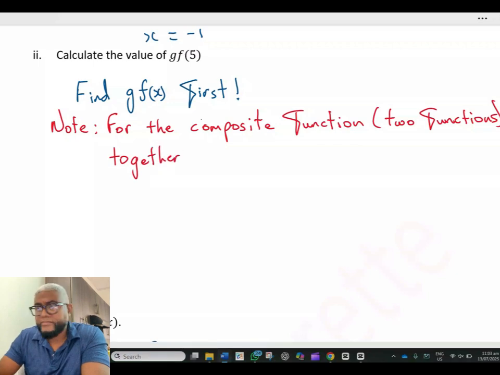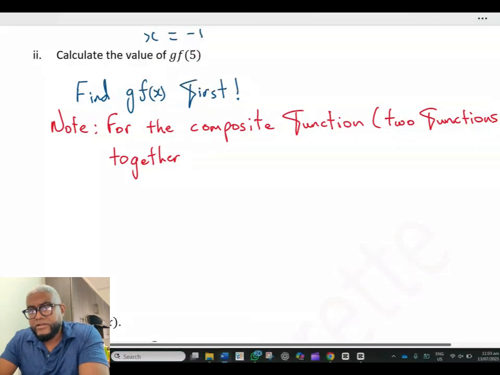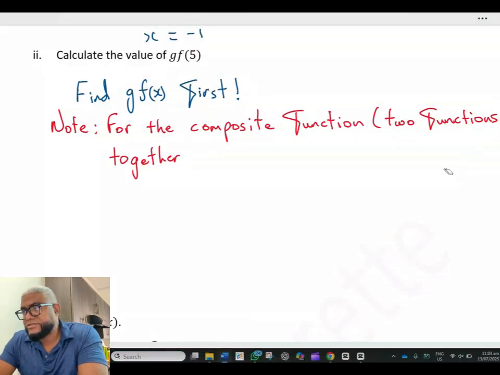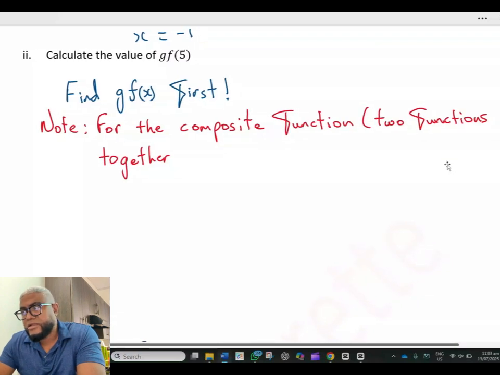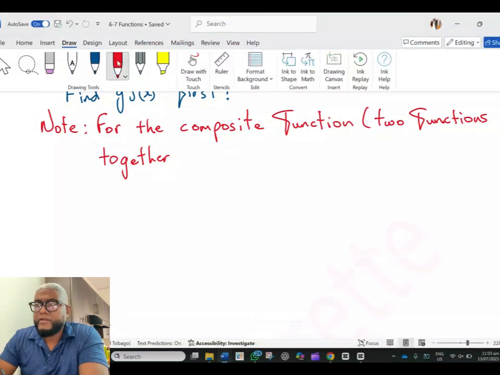Sir, you writing a note? Yes? I'm not seeing the note, sir. Anybody else not seeing the note? You'll have to leave and come back, Amelia.